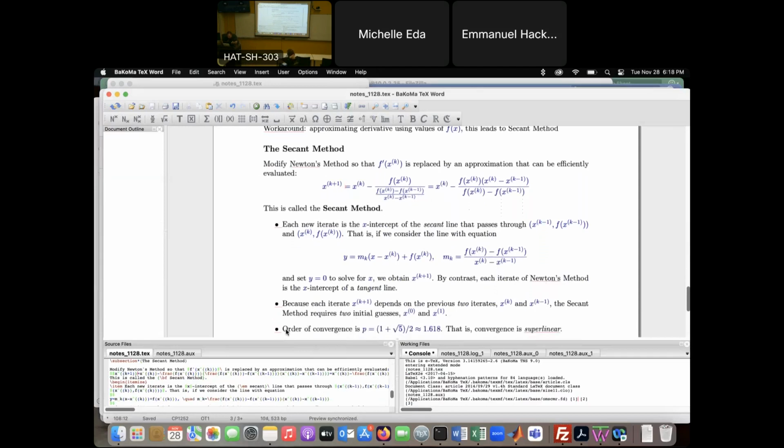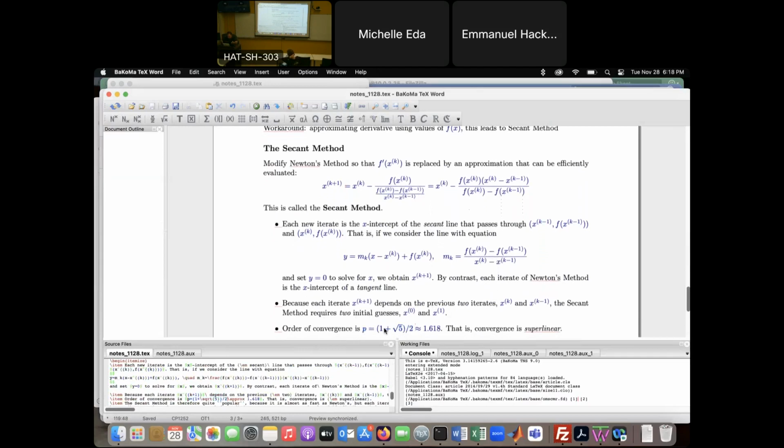Now the order of convergence is not easy to derive. It's more challenging to do so than it is for Newton's method. It actually turns out to be this number, 1 plus the square root of 5 all over 2. It's the golden ratio. It has to do with a relationship between each error and the product of the previous two errors. So if you look at the exponents involved, there's a Fibonacci type relationship between them that leads to this order of convergence being the golden ratio.